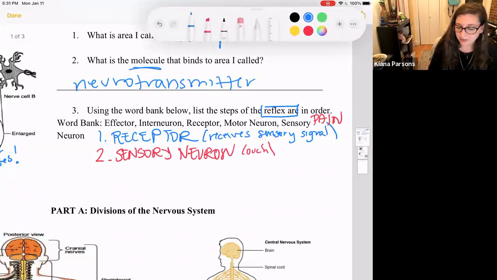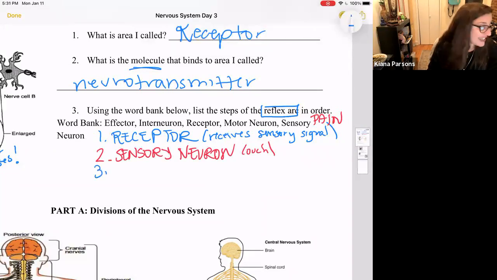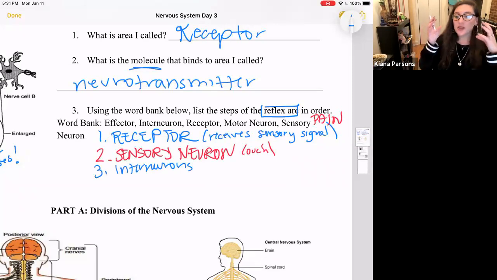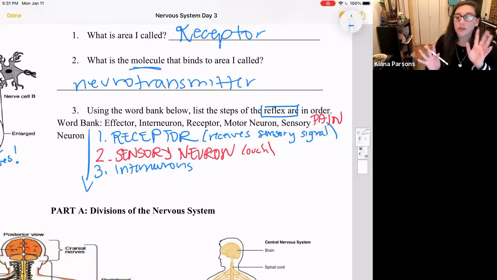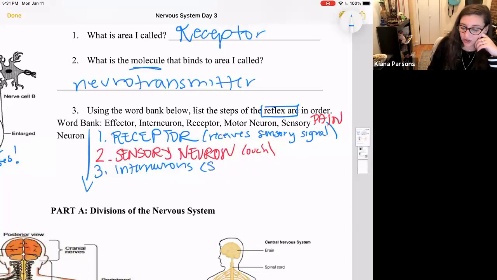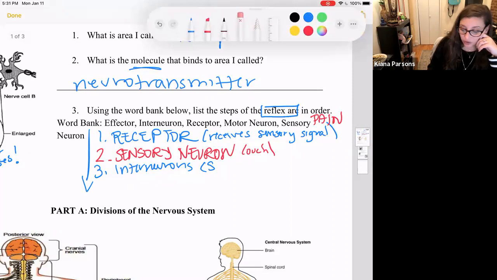Then, after the sensory neuron is the interneuron. The interneurons are considered part of the central nervous system. So this is the brief period where the reflex, which remember bypasses the brain, right? We're going through all of these steps and we're never reaching the brain. Why is that? That's because this is a reflex. However, the interneurons are part of the central nervous system. So this is the activation of the central nervous system within a reflex, right?